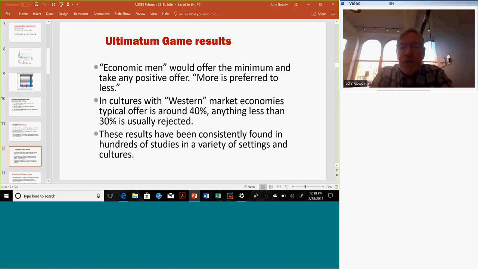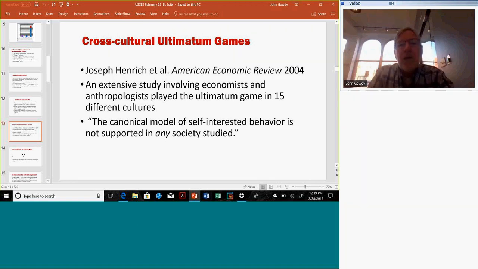Results have been consistently found in hundreds of studies in a variety of settings and cultures and a number of variations on this model. So this is really one of the drivers of the standard economic model, what's called self-regarding preferences. So it undermines the core part of the neoclassical theory.